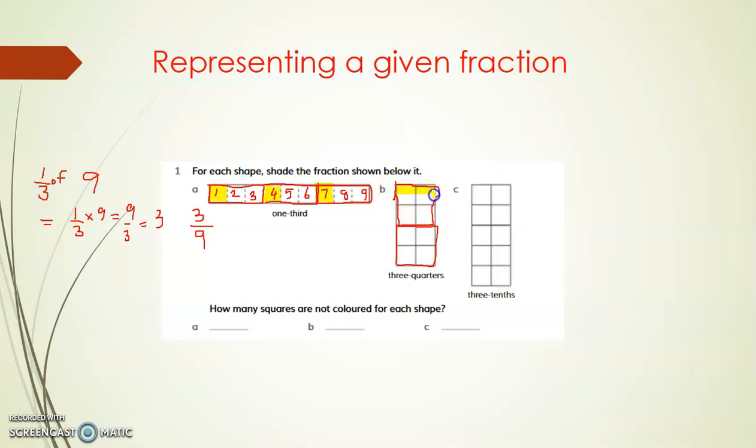ഇതില് ഇത് 3 ഷെയ്ഡ് ചെയ്തു. ഇത് 3 ഷെയ്ഡ് ചെയ്തു. Similarly, take these 4 together and shade 3 out of it, or else together shade 6 out of it. ഇല്ലെങ്കിൽ together 6 shade ചെയ്യാം. This represents 3/4 of this shape.